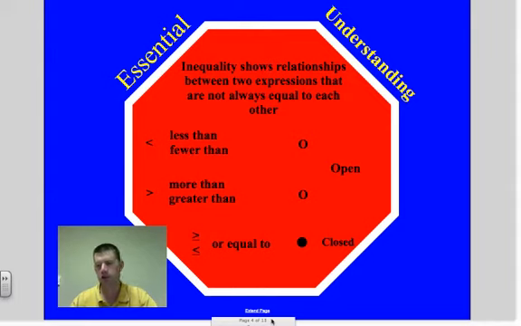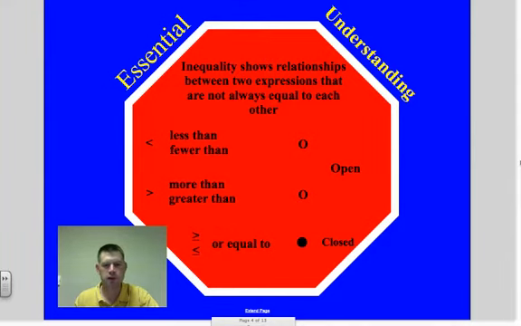So first thing we need to do is understand what an inequality is. You might remember from 7th grade, 8th grade math, inequalities show a relationship between two expressions. The first thing we have is a less than symbol, which can also be referred to as fewer than. We also have a greater than symbol, which can also be expressed as more than. And each of these can be represented as greater than or equal to, or less than or equal to.